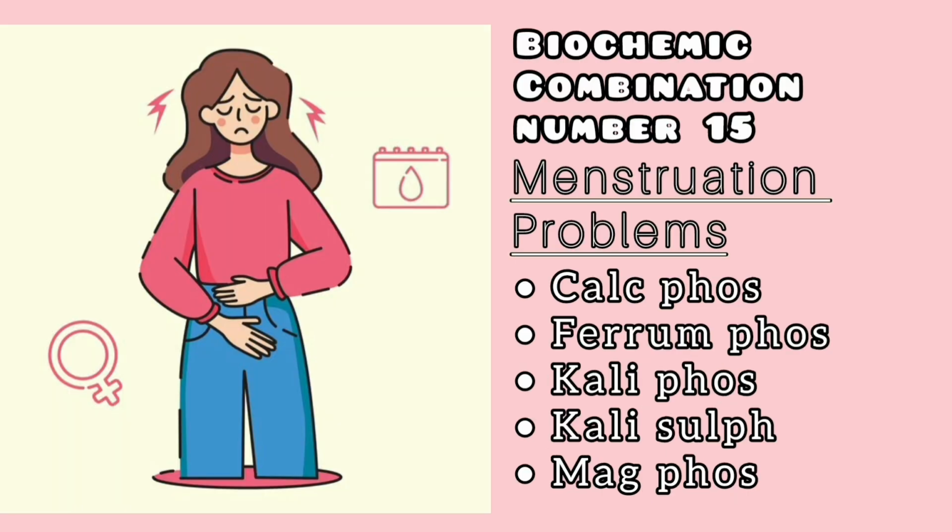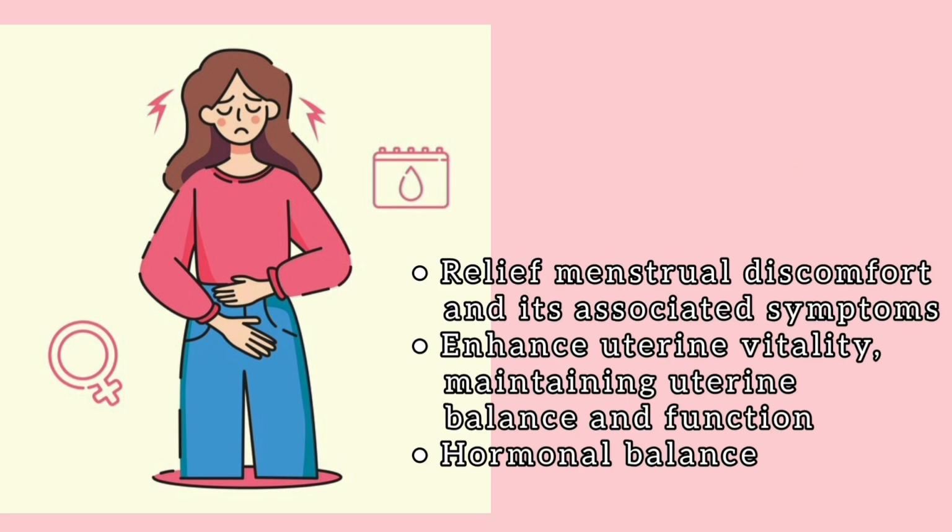Biochemic combination 15, menstruation problem: Calcarea phos, Ferrum phos, Kali phos, Kali sulph, Mag phos. It relieves menstrual discomfort and its associated symptoms, enhances uterine vitality, maintains uterine balance and function, and supports hormonal balance.